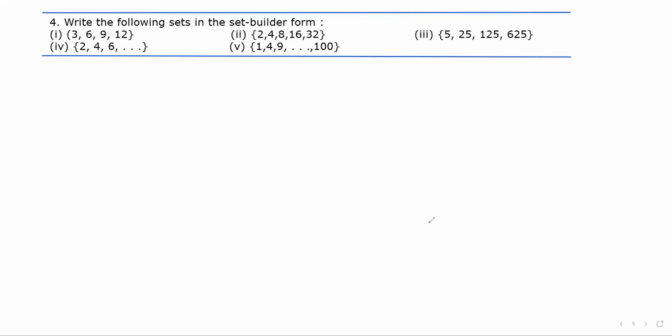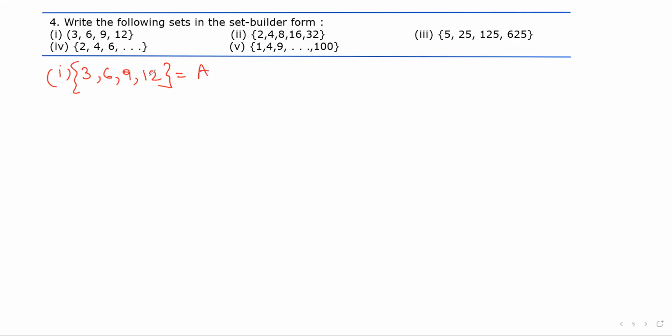Next. Fourth question. Write the following sets in the set builder form. You have to write the sets in the set builder form. That means you have to find a relation amongst these elements. The first, 3, 6, 9, 12. So let us call this set A. Try to find the relation.